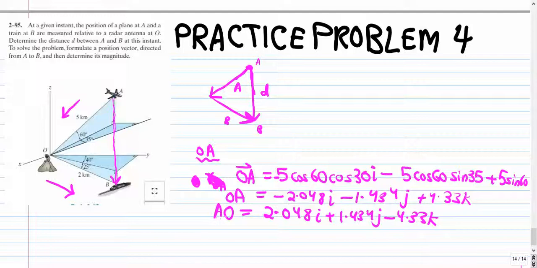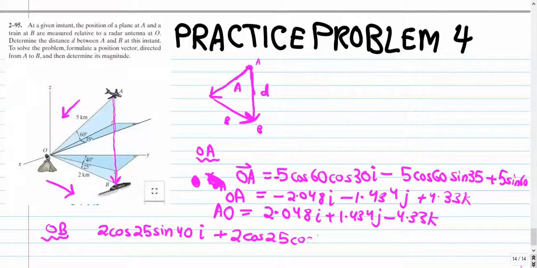Now that we have the first vector that we need, we will move on to find OB. For OB, we will also use the angles to find its components along the x, y, and z directions, and those are going to be 2 cos of 25 multiplied by sine of 2 degrees, and this is going to be the i component. Notice that this is directed towards the positive x direction, plus 2 cos of 25 cos of 40, and finally negative 2 sine of 25, since the component along the z-axis is towards the negative z direction.